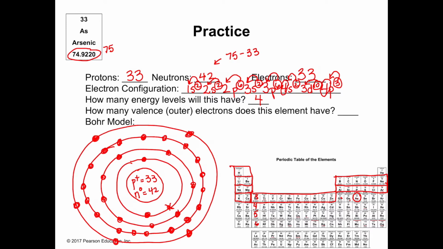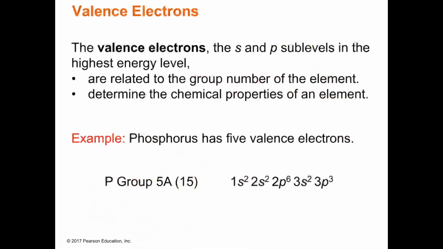So now when it asks how many valence or outer electrons this element has, we count the ones on the outermost, which is that fourth energy level. So we'll see it has 1, 2, 3, 4, 5 electrons on the outermost energy level, which means that it has 5 valence electrons. So the valence electrons, if you'll notice, are always the ones in the S and P sublevels for the highest energy level. And they're actually going to be related to the group number.